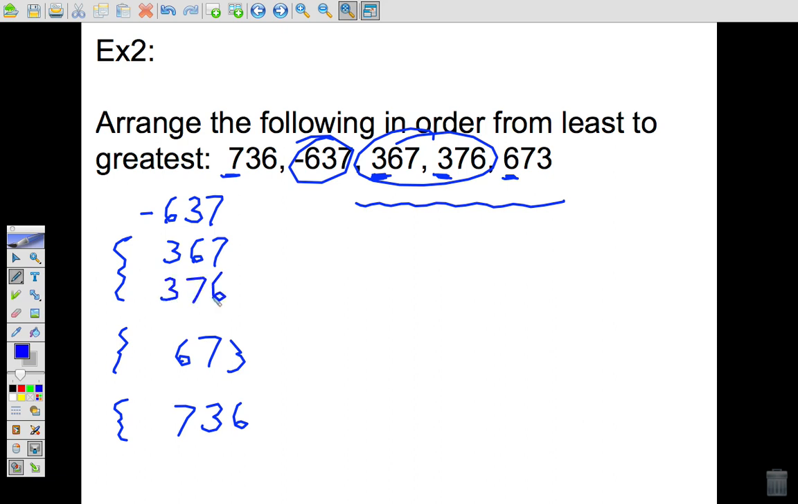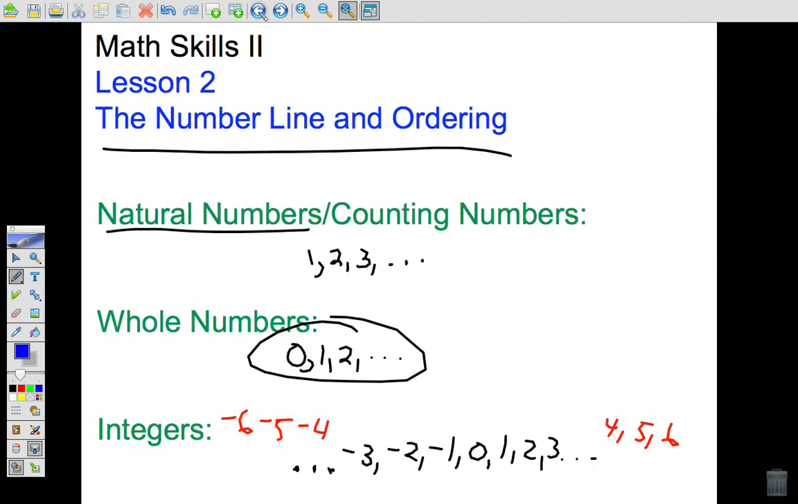So what I've done here is I put these numbers in order from least to greatest. And then just one final check here. My negative is the smallest. Then I have my 300 numbers, with the 367 being smaller than the 376. Then I have my 600 number, then I have my 700 number. So we should be good there. So the topic on this lesson was the number line and ordering.